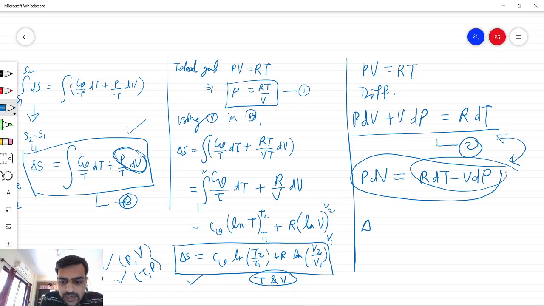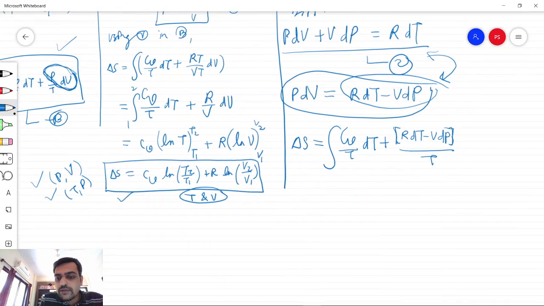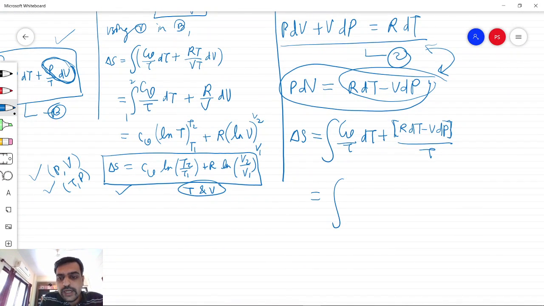So we have delta S equal to the integral of Cv by T dT plus (R dT minus V dP) divided by T, right? So this P dV is replaced by this term. So this is equal to the integral of Cv by T dT plus R by T dT minus V by T dP.